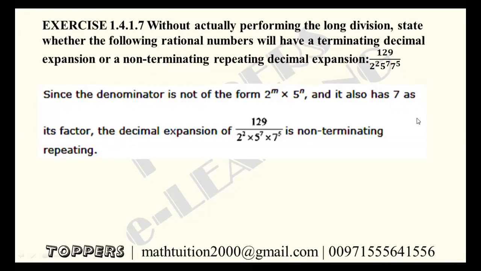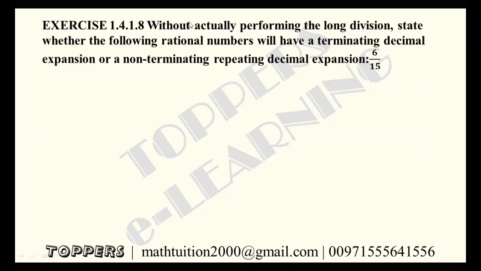Next, eighth question. 6 by 15. Here, 6 and 15 we can simplify. The common factor is 3, so we cut 3 on both. Here we have 2, and here we have 5. So the denominator is only 5, so it is in the form of 2 raised to m into 5 raised to n. It means 2 raised to 0 into 5 raised to 1. 2 raised to 0 is 1, into 5 raised to 1, that is equal to 5. So it is a terminating decimal expansion, correct?